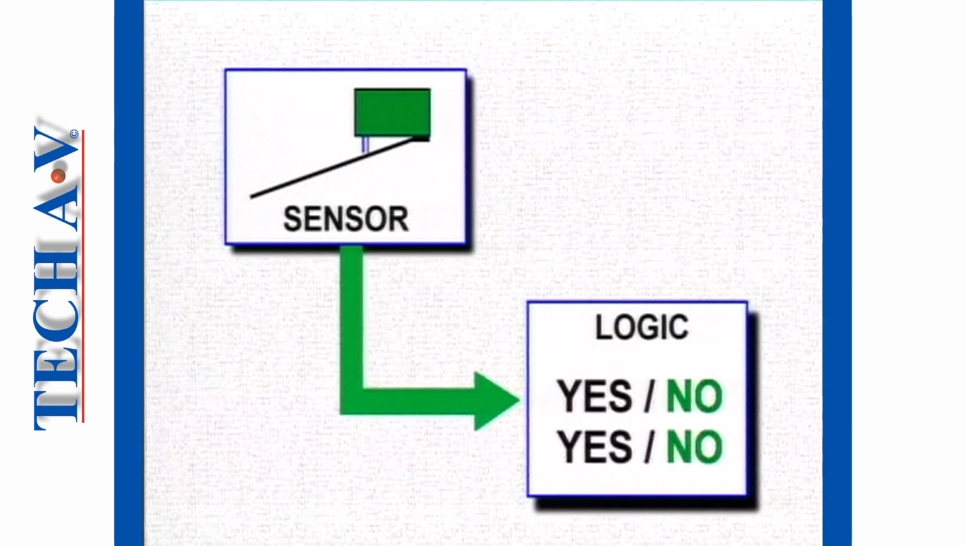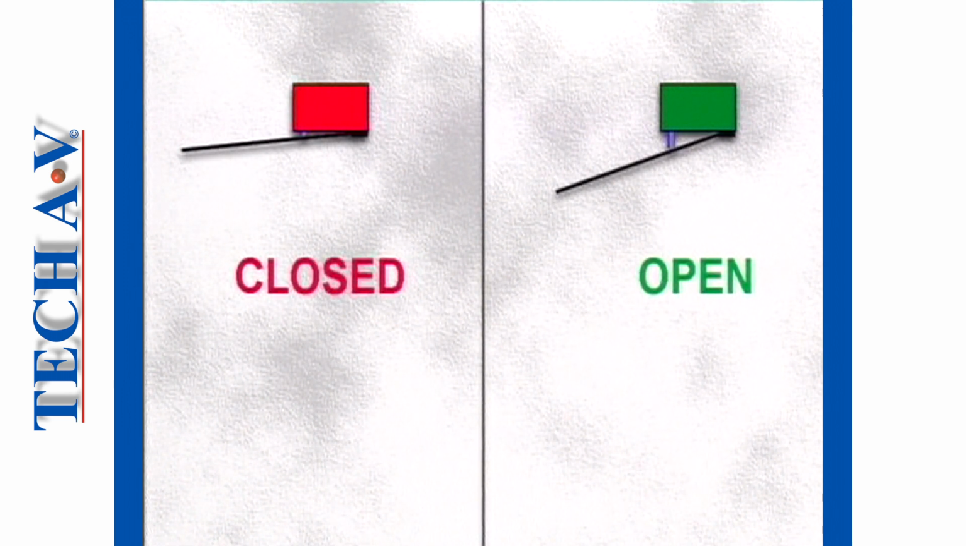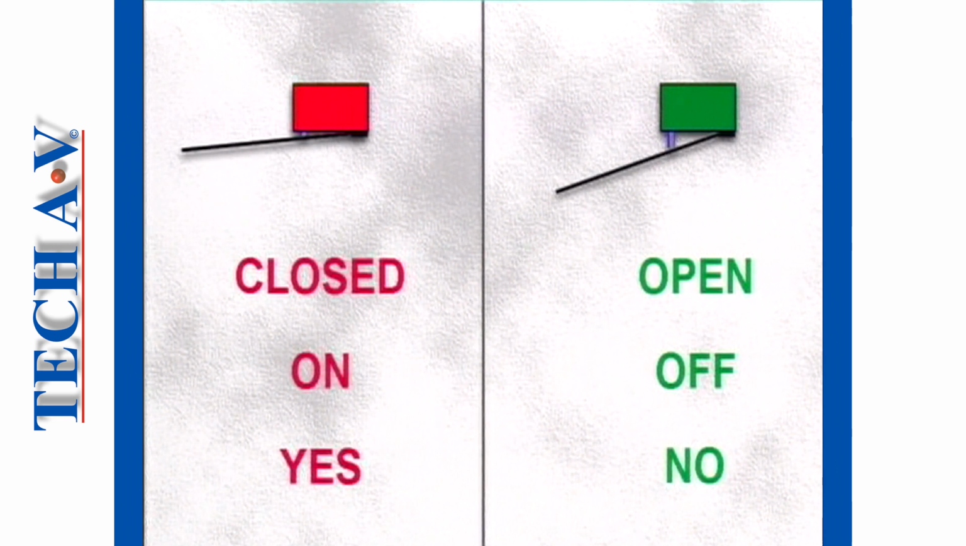We'll connect the limit switch to the logic section of our machine and use the state of the limit switch to send an input signal to the logic. Now, this limit switch is a basic 2-state sensor which can either be closed or open, and it can switch the voltage in a circuit on or off, sending an electrical yes/no message to the logic section of the control system.